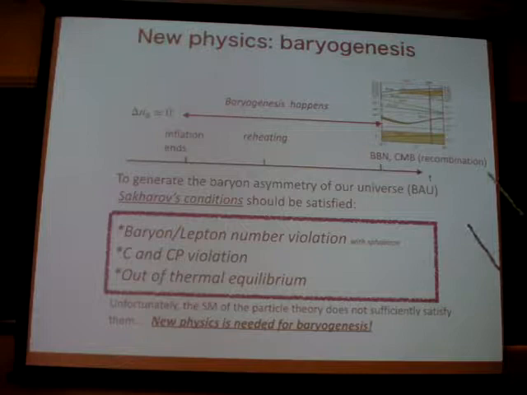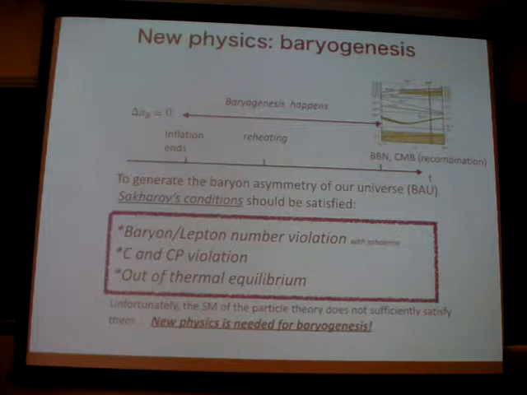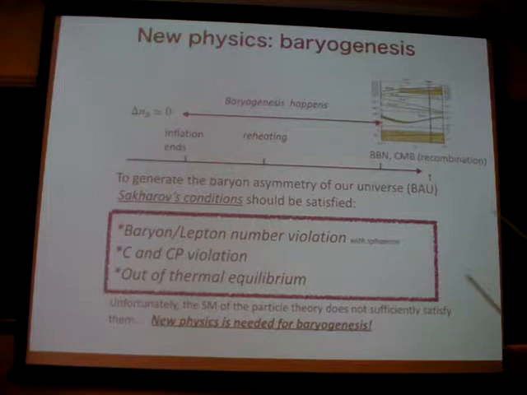C and CP violation should be satisfied, otherwise the production rate of baryon and the production rate of the anti-baryon become the same, so we cannot get net asymmetry. Out of thermal equilibrium, the condition should be satisfied, otherwise the chemical potential for the baryon number becomes zero since we have baryon number violating interaction. So these are the Sakharov's conditions. Unfortunately, in the Standard Model, the three conditions cannot be sufficiently satisfied.